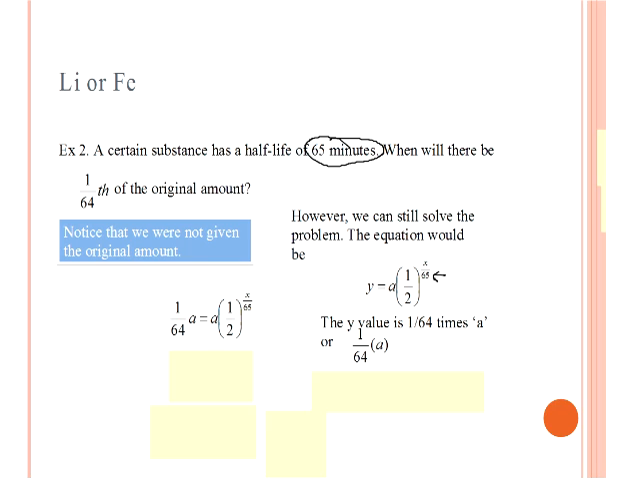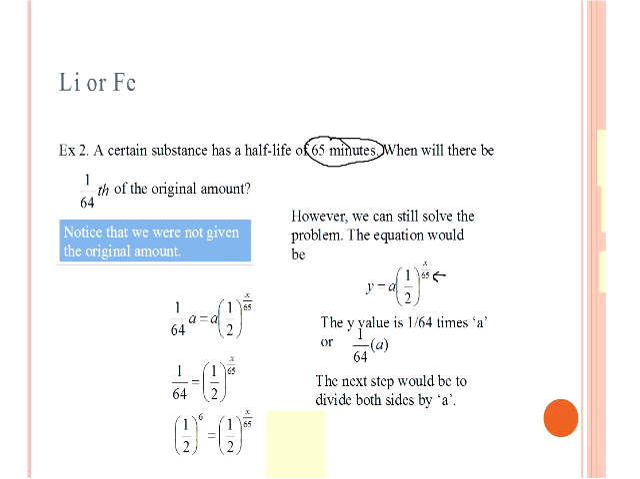So if I plug that into my equation and then divide both sides by A, I see that I don't need the original amount. And so I can get common bases now. And since my bases are the same, my exponents would have to be the same. And so in 390 minutes, we'd have 1/64 of the original amount left.